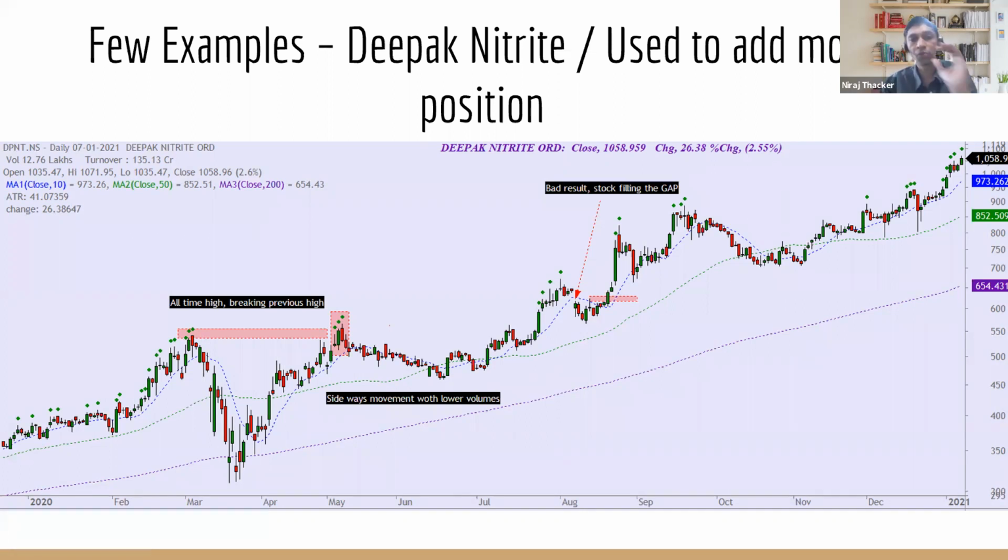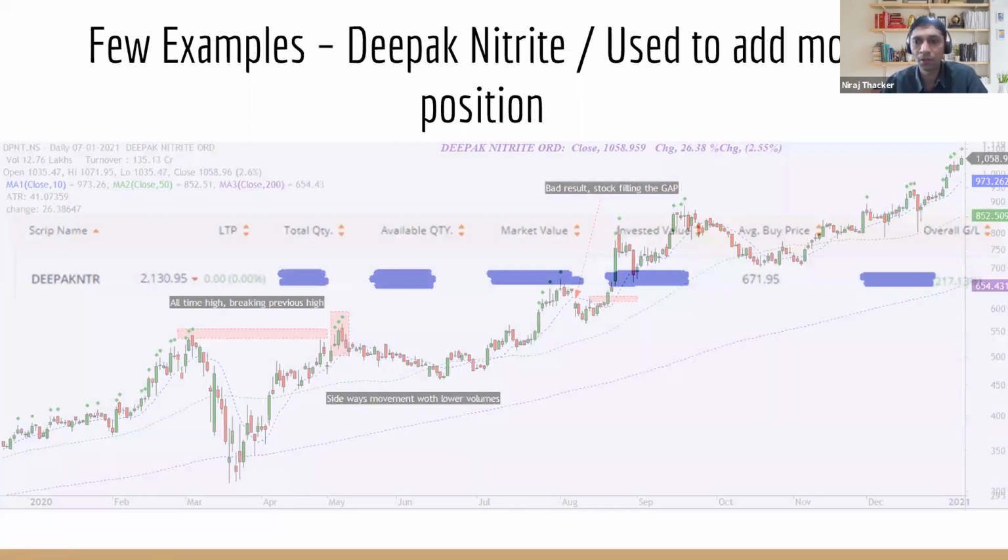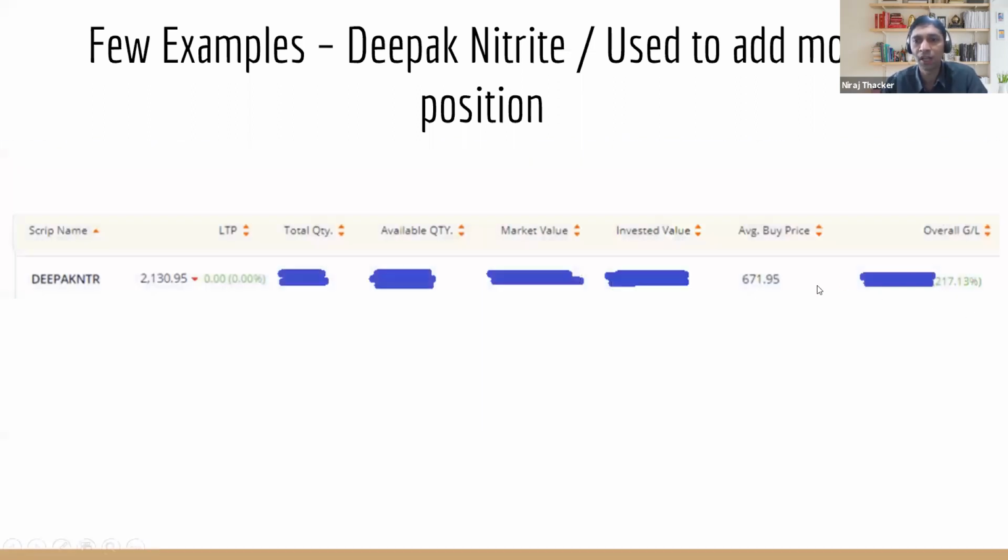So this is how you should use. If you know the fundamentals and you see these price movements, this is how you should analyze. This is a kind of outperformance against the bad news. So normally it should be 300% return, and you can see I've kept on averaging till 800 rupees. So my average price is 671. This is a screenshot from my portfolio holding this one. So my return is only 217%.